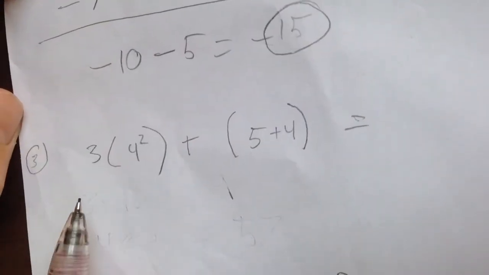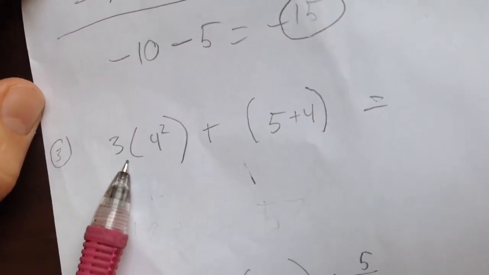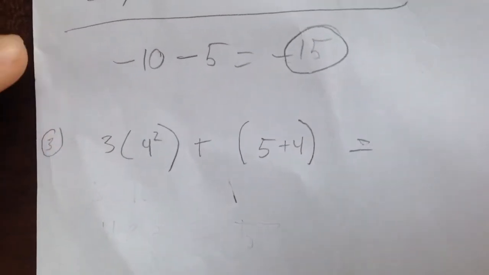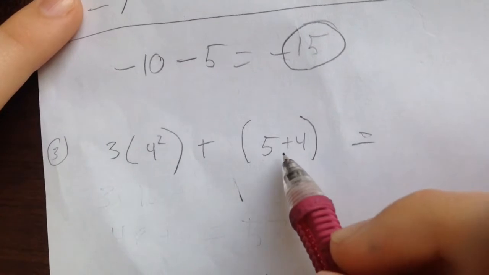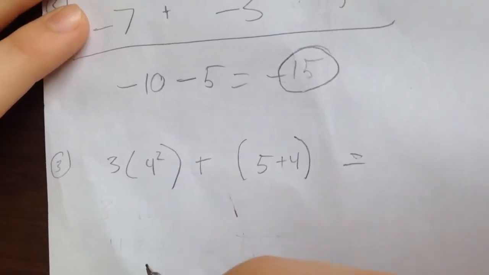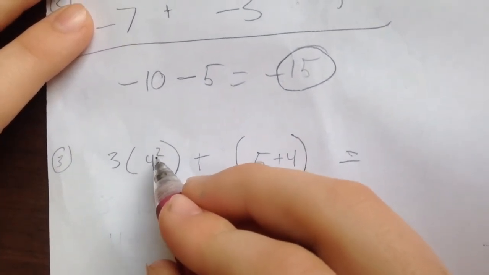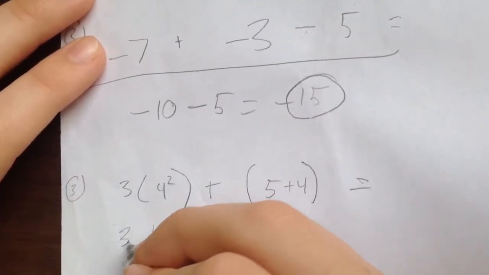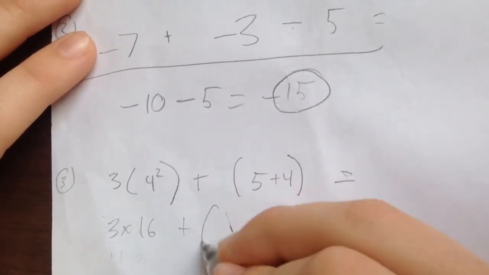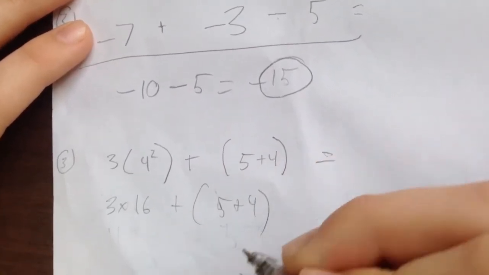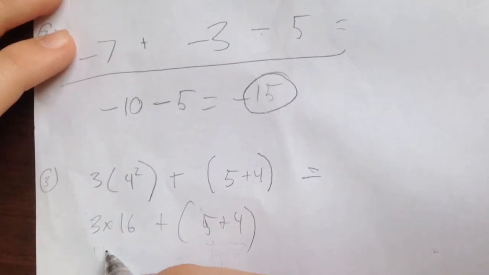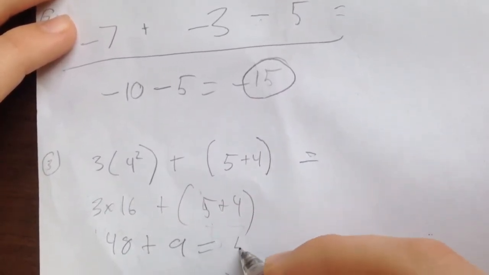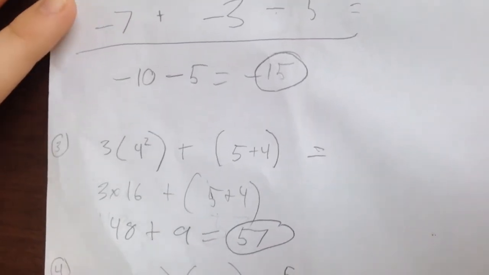Okay, so right now pause the video on this question and then do it, and then once you guys are done, start the video again, and then we'll show you the answer. So how you do this problem is, first you have parentheses, and then you're going to do the exponent inside the parentheses. So 4 squared is 4 times 4, so that's 16. So then we have 3 times 16 plus 5 plus 4. Then we do 3 times 16, which equals 48. 48 plus 9 equals 57. That's the answer for number 3.